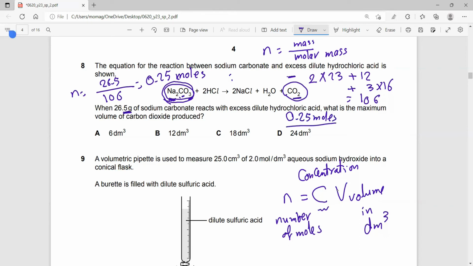At room temperature and pressure, the volume of 1 mole of any gas is equal to 24 decimeter cube. But we have only 0.25 mole. Use your calculator to multiply 0.25 times 24. I think that gives 8.